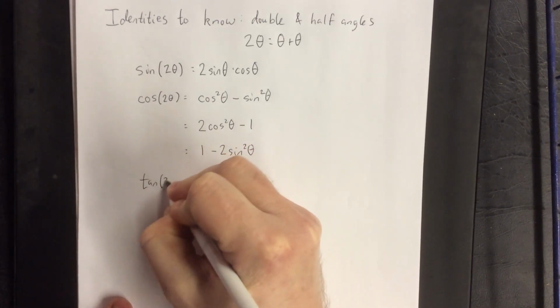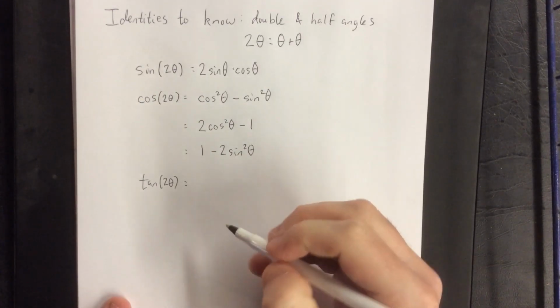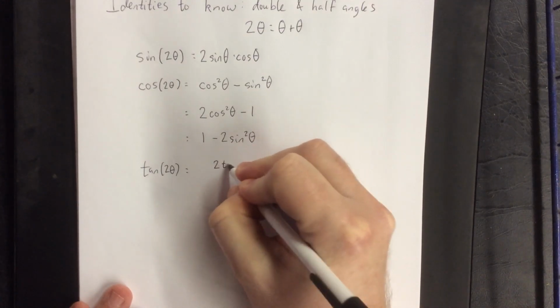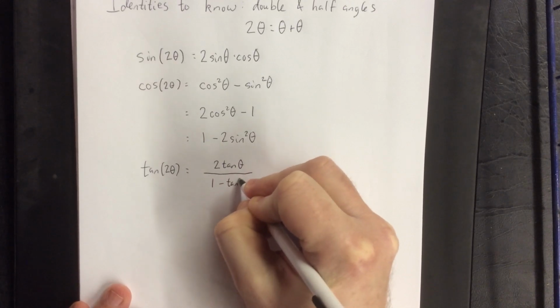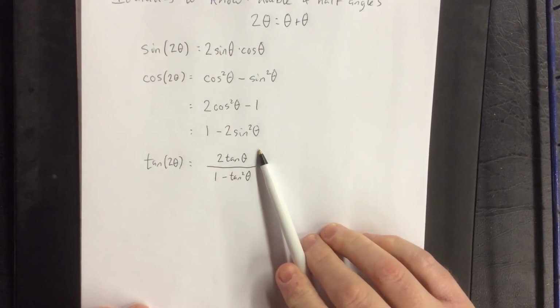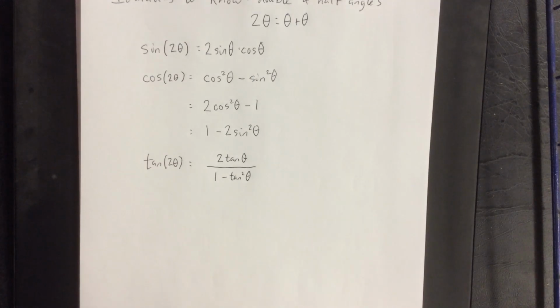For the tangent of a double angle, the identity comes from the tangent of a sum, just as the others did. That'll be tangent of theta plus tangent of theta divided by 1 minus tangent of theta times tangent of theta, giving us 2 times the tangent of theta all over 1 minus the tangent squared of theta.